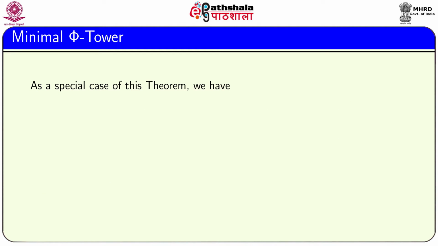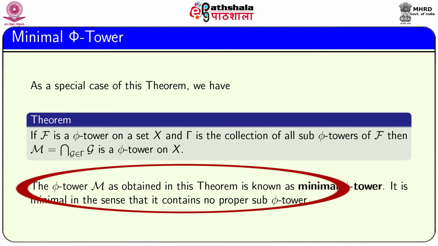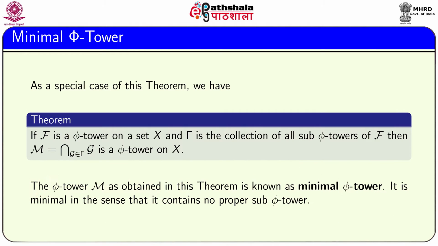As a special case of this theorem, we then have that if F is a phi tower on a set X and gamma is the collection of all sub phi towers of F, then script M, equal to intersection of G, G belonging to gamma, is also a phi tower on X. The phi tower M as obtained in this theorem is known as minimal phi tower. It is minimal in the sense that it contains no proper sub phi tower.